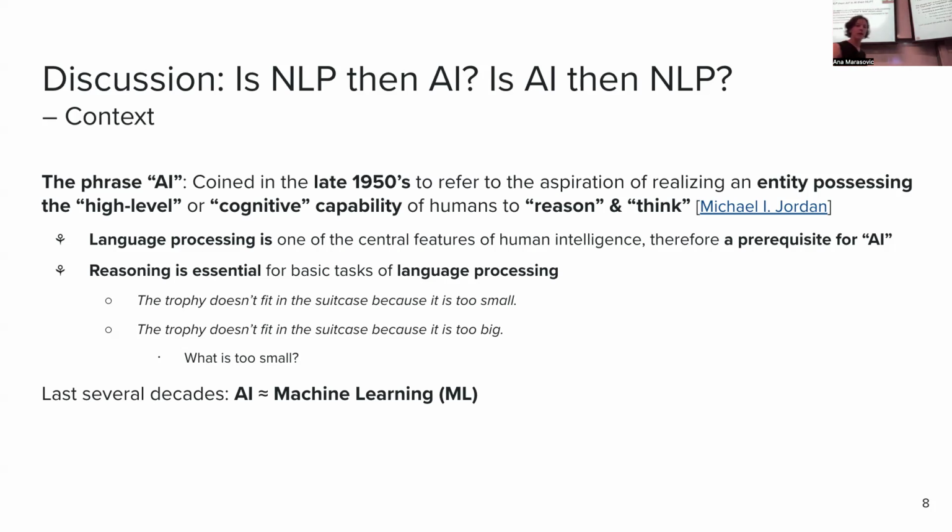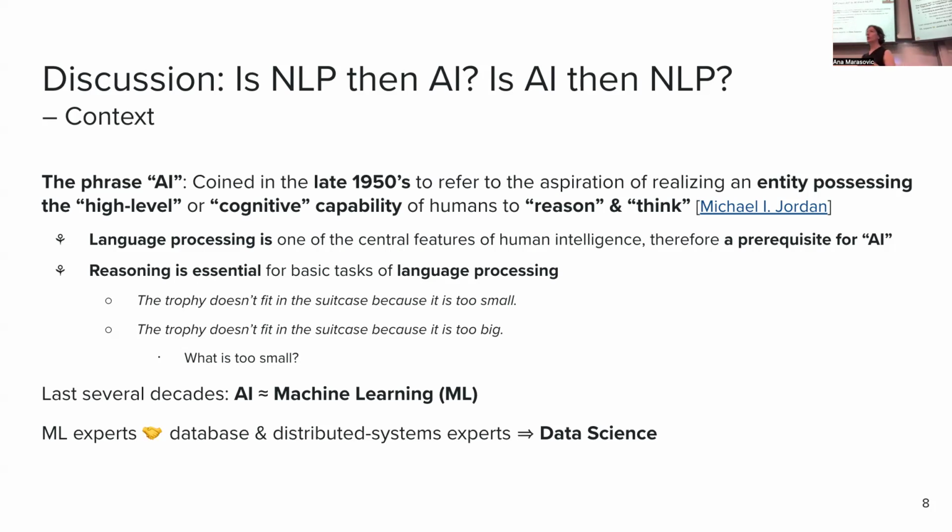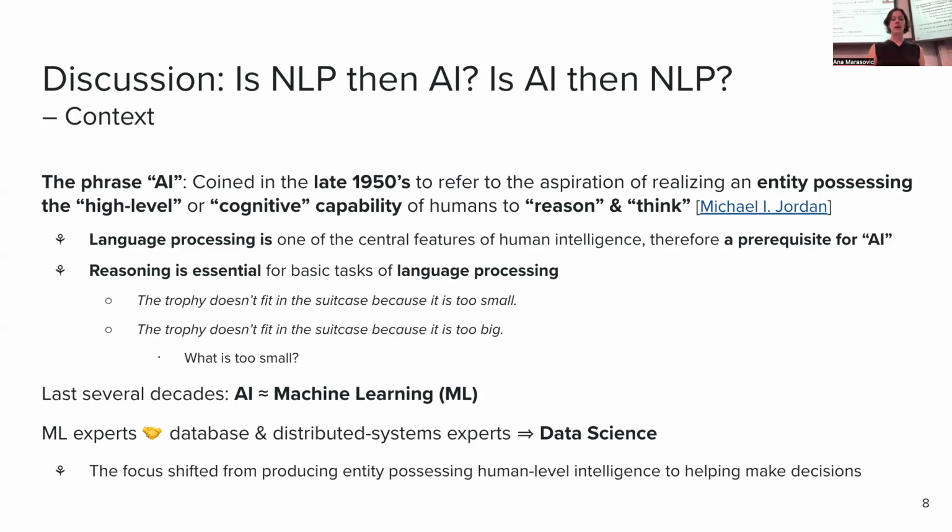And when you bridge the ML experts, so people who are building algorithms, with databases and distributed systems experts, you get something that we refer to as data science. And in the 90s, when Amazon started, these things have all been kind of conflated with each other because data science was the prime example of AI, right? So the focus shifted from producing an entity possessing human level intelligence into something that helps people with decisions, such as giving recommendations of which product to buy on Amazon.